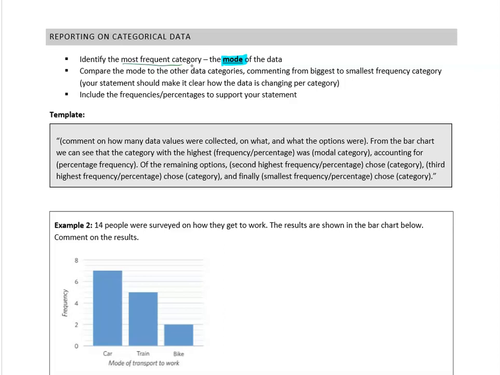If we were comparing two sets of responses for a categorical variable, we would be looking at comparing the most popular, the mode of those two sets. And we'll talk more about that later on in the topic. What we should do is then, once we've identified what's the most popular response, look to comment on how that compares to the other responses.